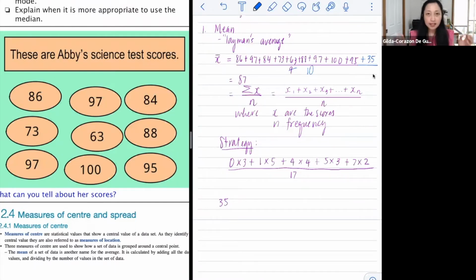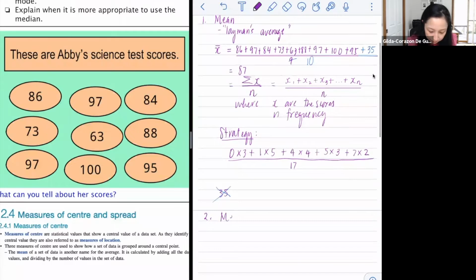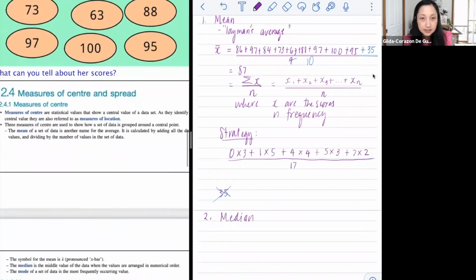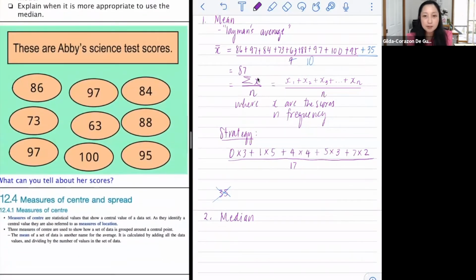When we have an outlier, what do we usually do? There's actually another measure of center to determine the center of the data by ignoring the lowest and ignoring the highest, okay? And it would just be looking at the middle, precisely the middle of the scores, okay? And that is what we call the median. Median sounds like middle, right? Okay, let's use Abby's scores for the median. Now, when we say median, it is the middle score.